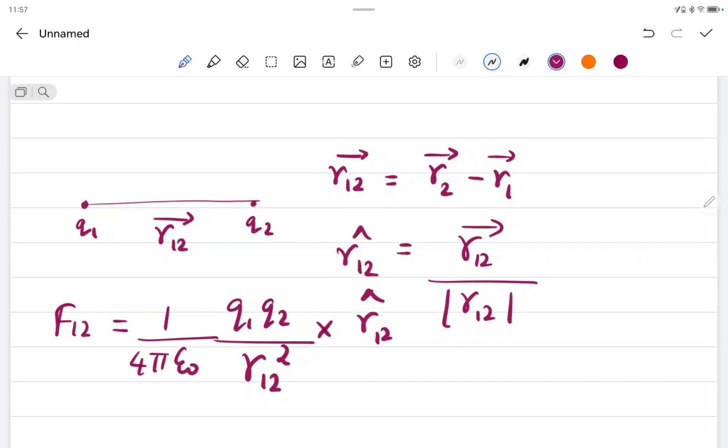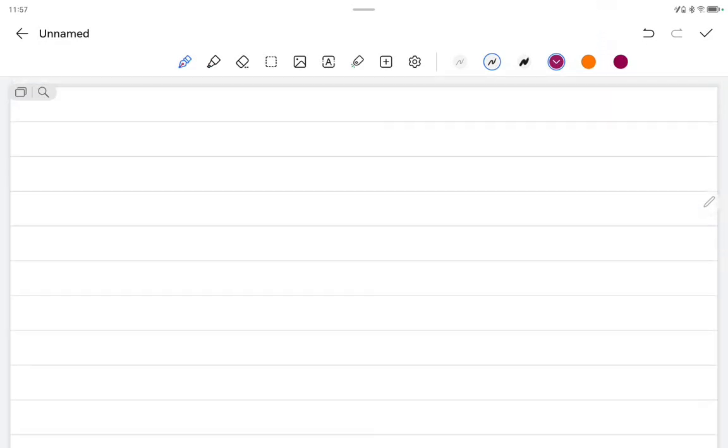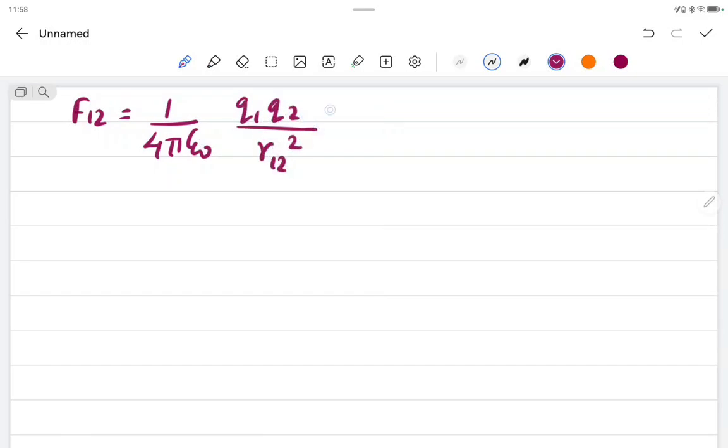So this is the vector representation of Coulomb's law. You can express this law either in the form of a unit vector or in a cubic form. The force F12 vector has the value 1 by 4 pi epsilon naught, Q1 Q2 by R12 square, into its unit vector.